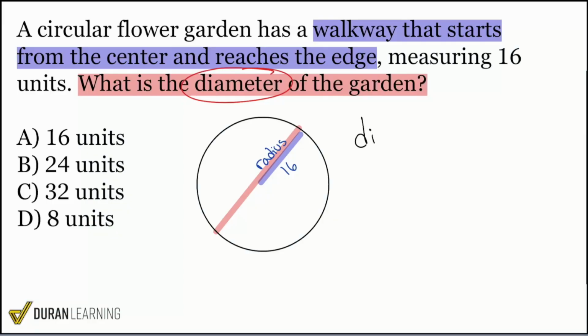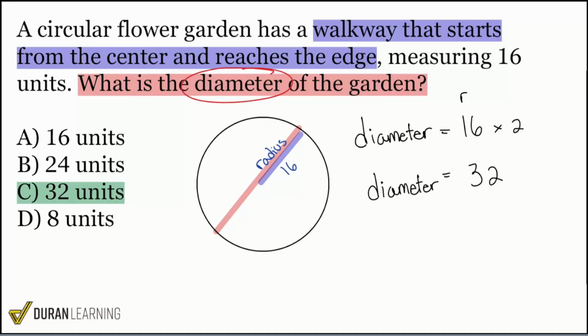So to get our diameter, with mental math or on paper, it doesn't matter. We'll have that radius of 16, multiply that by 2, and we'll get 32. So that is our diameter. I know it's a quick one, but I definitely wanted to keep you on your toes with this problem. See 32 units, and we're good to go.